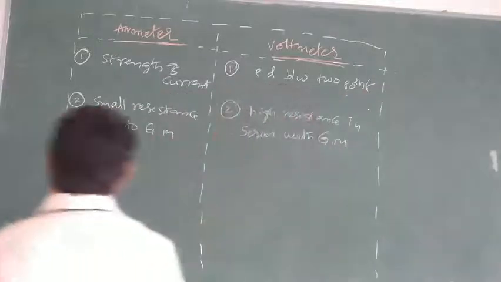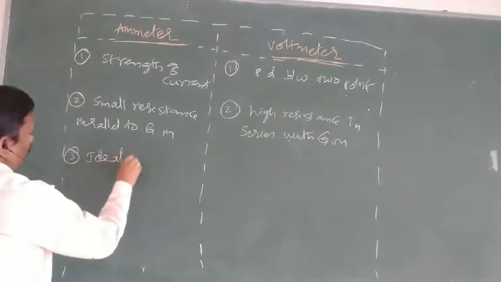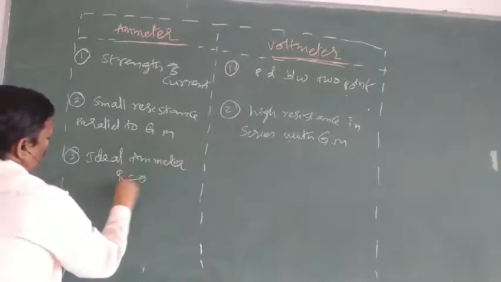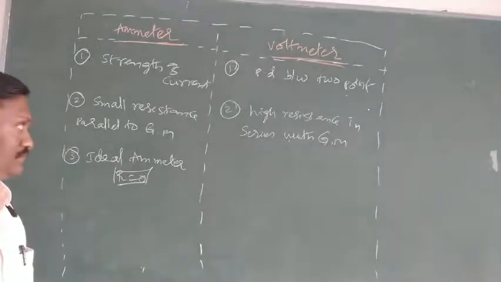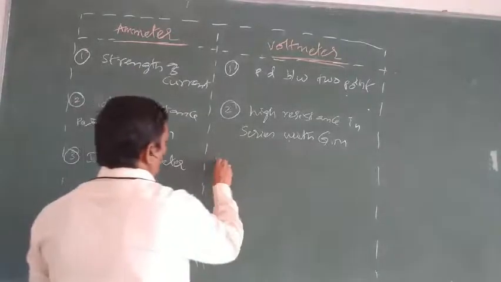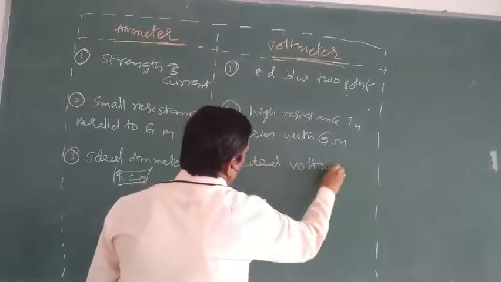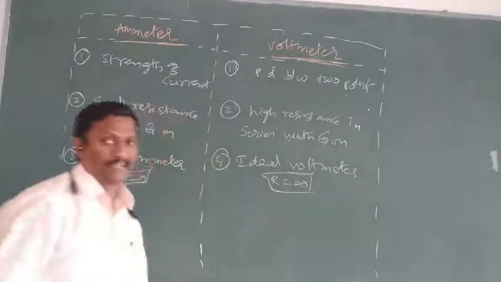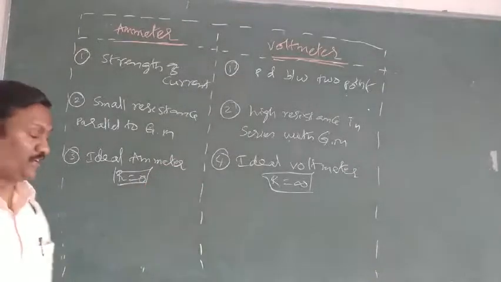Next, the third point: for an ideal ammeter, the resistance is always 0, because an ammeter has a low resistance limit, meaning 0. Next, the resistance of an ideal voltmeter. A voltmeter always has high resistance. The limit of high resistance means always infinity. So the resistance of an ideal ammeter is 0 and the resistance of an ideal voltmeter is infinity.